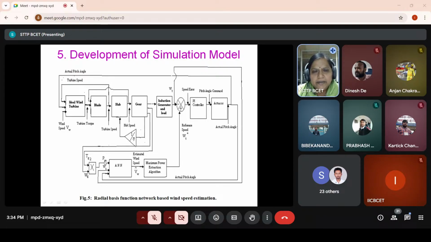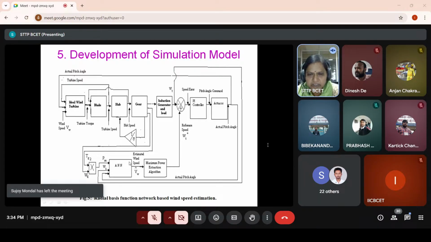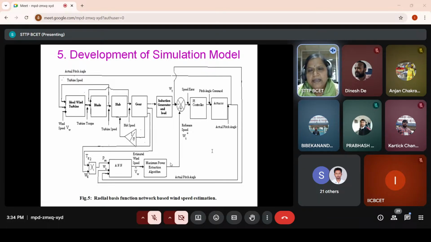PM, omega t and beta, all the real values which you are getting, are given to the trained ANN system, the artificial neural network where we are incorporating the radial basis function, and then we are estimating the wind speed. Then we are using the maximum power extraction algorithm, which is based on MPPT, that is the maximum power point tracking algorithm.